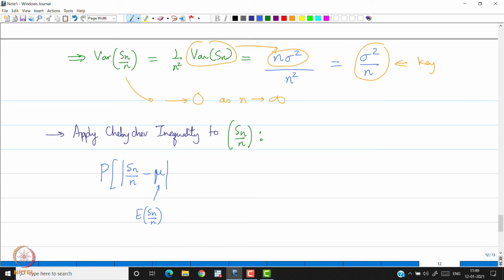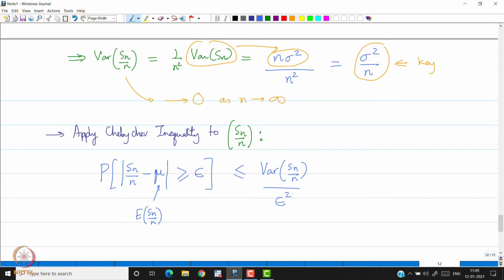The probability that the sample average takes values, the absolute distance of Sn by n from mu, that the probability that this event happens, that Sn by n takes a value epsilon away from mu in both directions, positive or negative, that is needed in the Chebyshev inequality. We know that this is upper bounded by, what is it upper bounded by? The variance of Sn by n divided by epsilon squared.